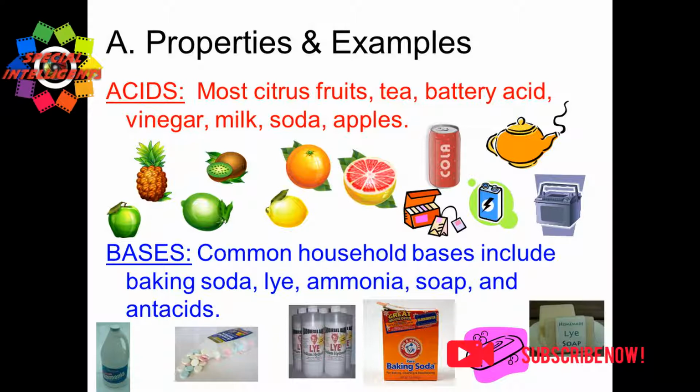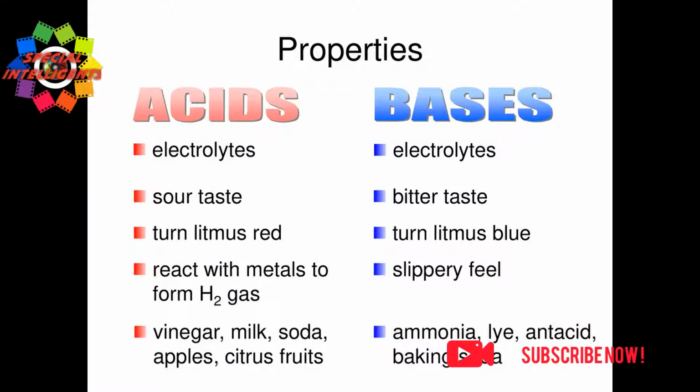And now we'll go to the properties. Properties of acids and bases. Properties of acids: electrolytes, sour taste, turn litmus red, react with metals to form H2 gas. Examples like vinegar, milk, soda, apple, citrus fruits, etc.